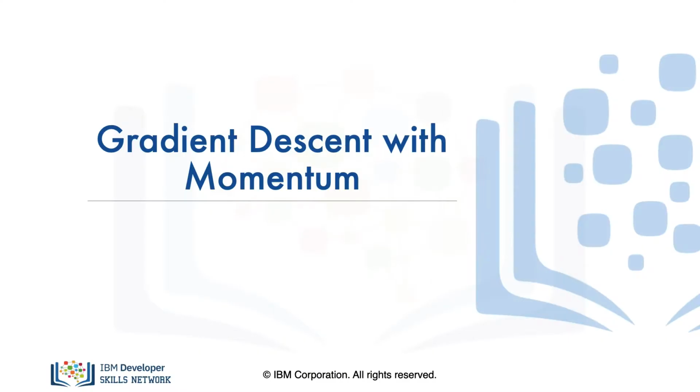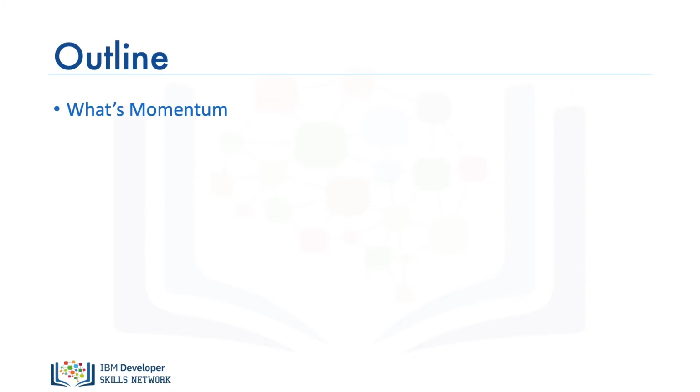In this video, we'll discuss gradient descent with momentum. In particular, we'll talk about how we can use momentum to solve the problem with the parameter we are optimizing being stuck on saddle points, being stuck in the local minima.